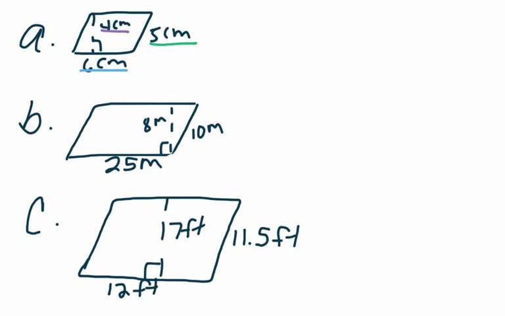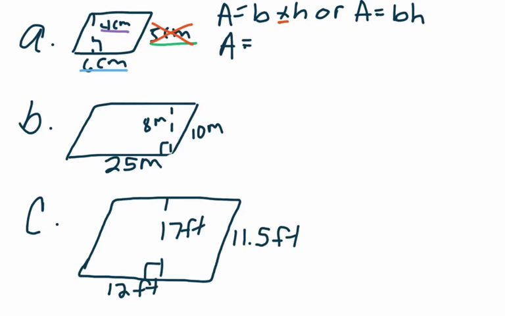Which set of numbers do you not need? We do not need the 5 centimeters, okay? So our diagram has already given us what our base and our height is, so it's going to be easy to calculate what the area is. I just wanted to show you that you can write the formula with a multiplication symbol in it, or you can write it without. When the letters are right next to each other, that always indicates multiplication. So here we have area equals, our base is 6 centimeters, our height is 4 centimeters.